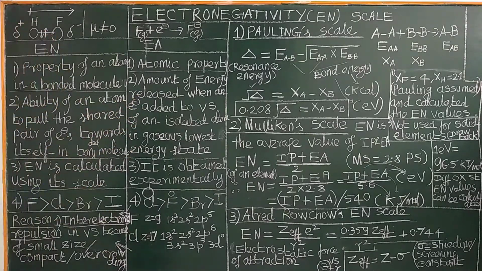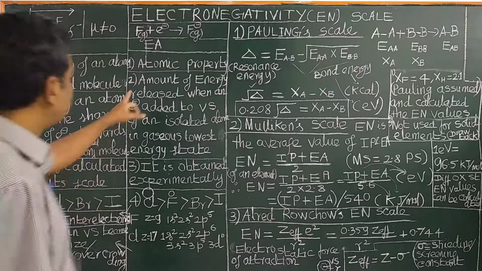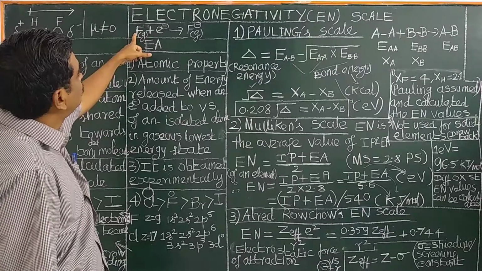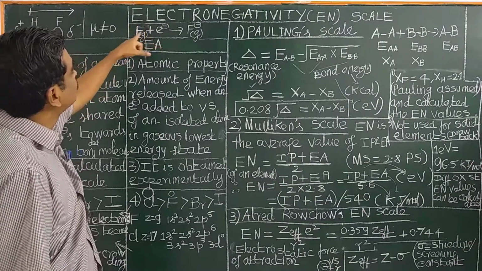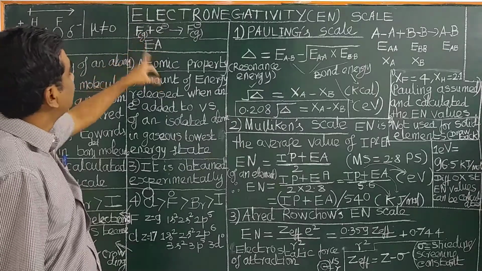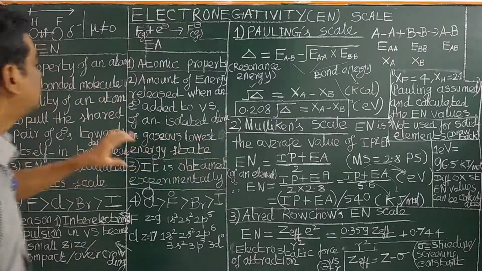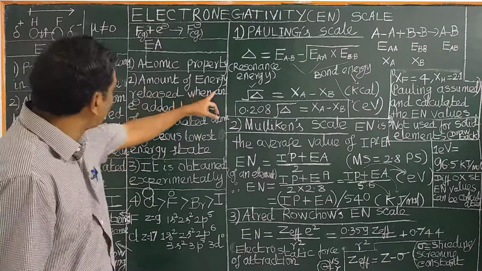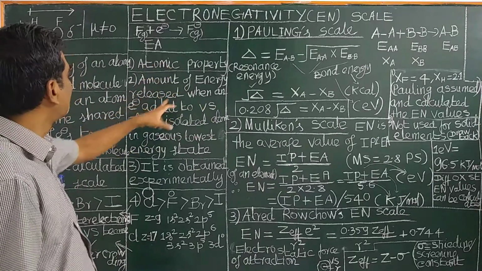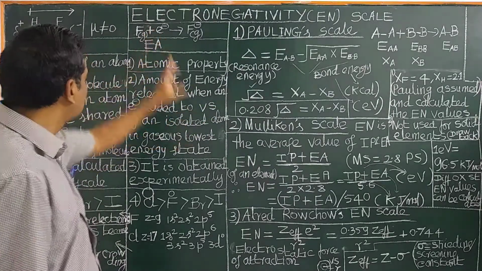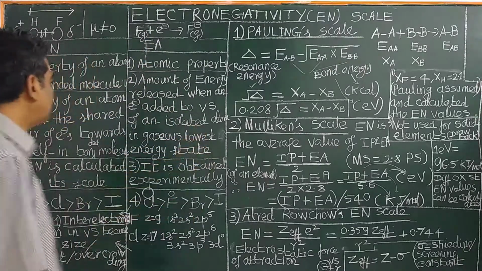What is electron affinity? We have already seen in a previous video. It is the amount of energy released when an electron is added to the valence, outermost shell of an isolated atom in the gaseous state in its lowest energy state or ground state.